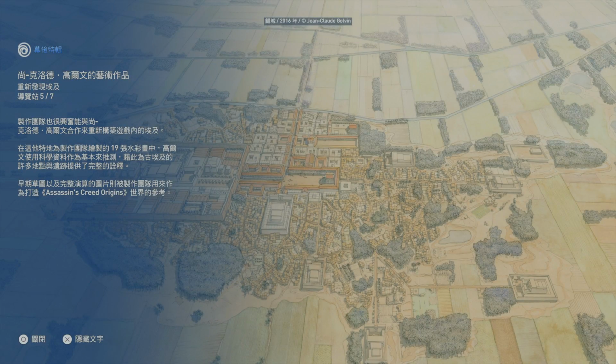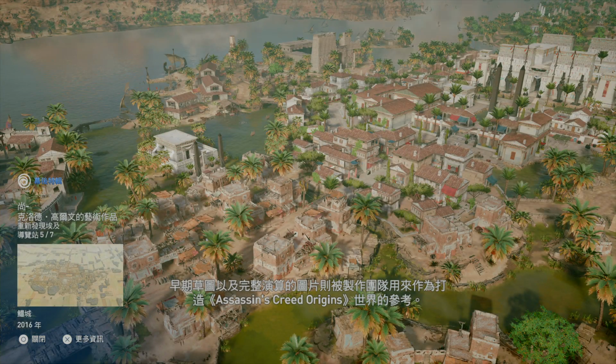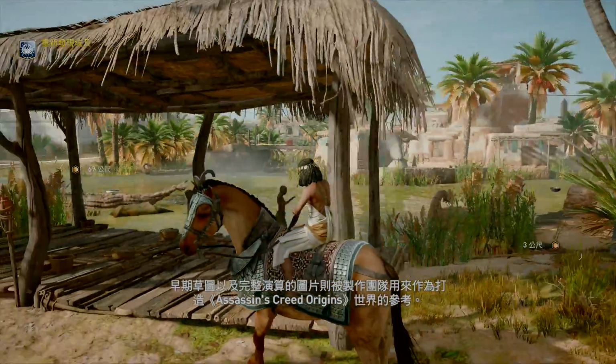The team was thrilled to collaborate with Jean-Claude Golvin in order to recreate Egypt for the game. In the 19 exclusive watercolors he created for the team, Golvin used scientific data as the base, and then extrapolated to provide a full interpretation of various locations and monuments in ancient Egypt. Both early sketches and fully rendered images were then used by the team as references while building the world of Assassin's Creed Origins.